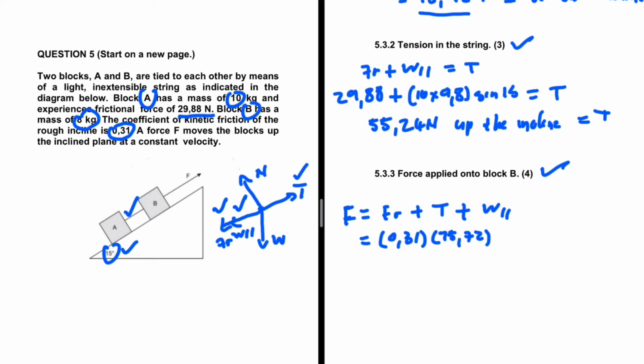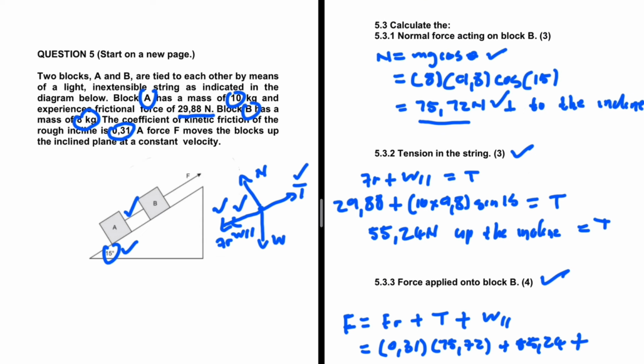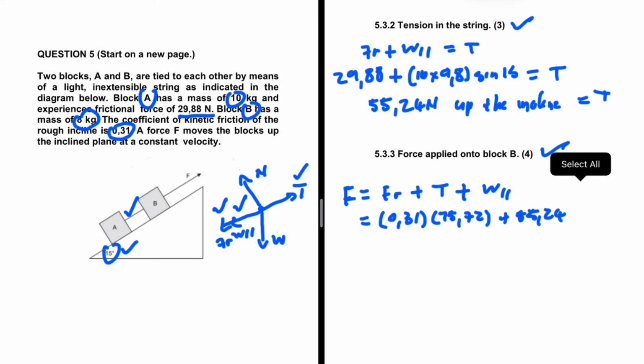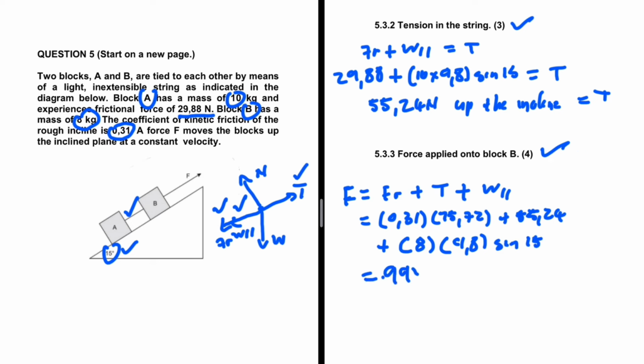So we're going to have 0.31 times 75.72, plus the tension, 55.24, plus the parallel component of the weight. Do we have the parallel component of the weight for block B? It seems like we don't, but we can easily calculate it. The mass is 8 kg, the gravitational acceleration is 9.8, and the parallel component is sin of 15. The force applied is 99 newtons. There we go.